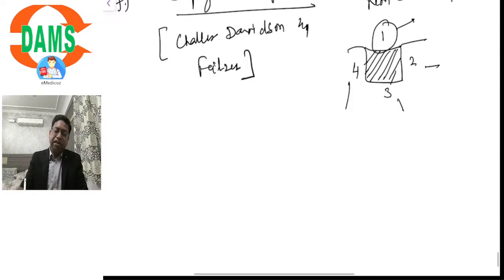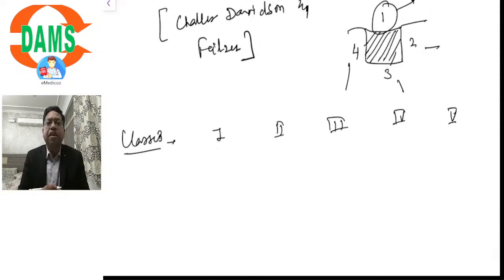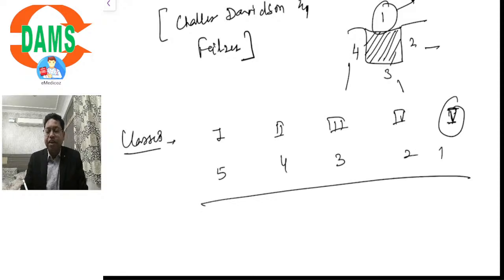So there can be different classes of cavities, like class 1, 2, 3, 4, and 5. Traditional GV Black classification into class 1 through 4, and Simon added class 5 to it. Sorry, class 1 through 5 by GV Black and class 6 by Simon. So whenever we encounter such clinical situations and we have to talk about the configuration factor, it can be simply got by writing 5, 4, 3, 2, 1 divided by 1, 2, 3, 4, and 5.